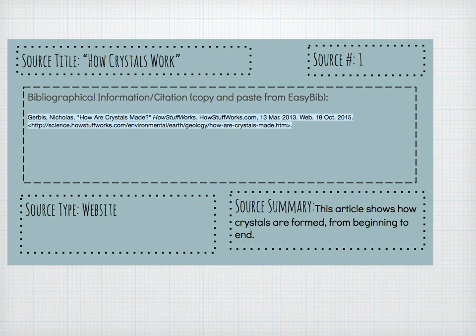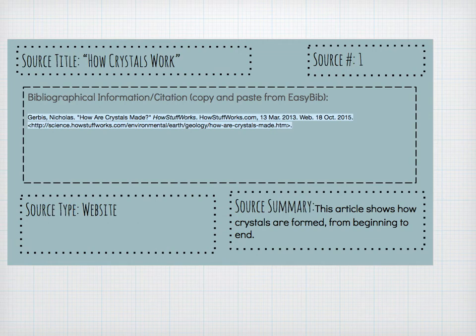Here is an example of a source card. As you can see at the very top, I named the source where I told the article title that I read. Since it's the first source that I read, I numbered it Source 1. In the middle, I went to EasyBib, which is a website that helps you format MLA citations, and I created the MLA citation and pasted it in the center. Don't worry about doing this today. I will definitely teach you to do this later.